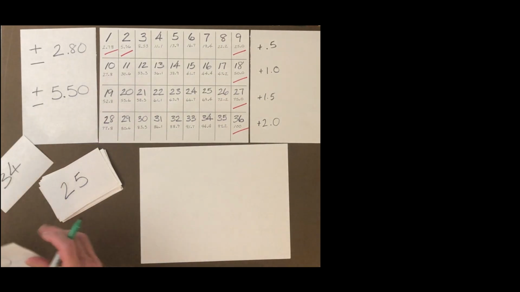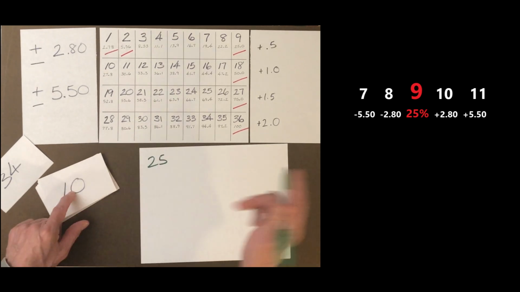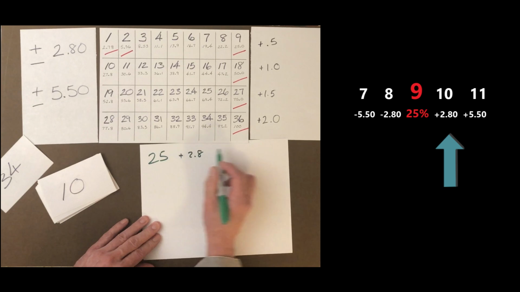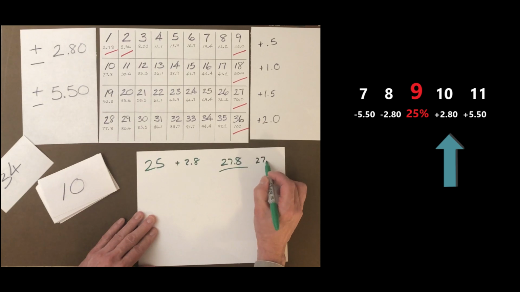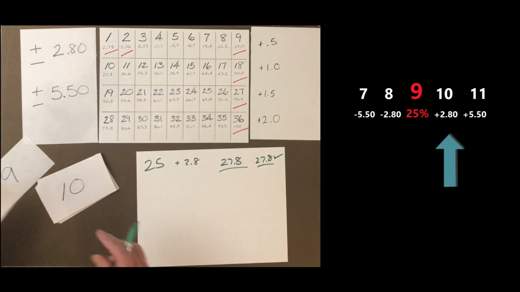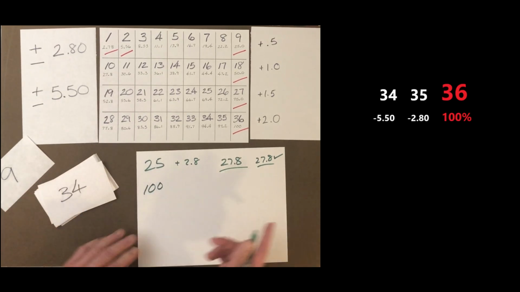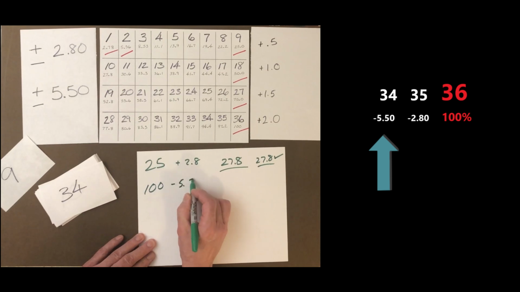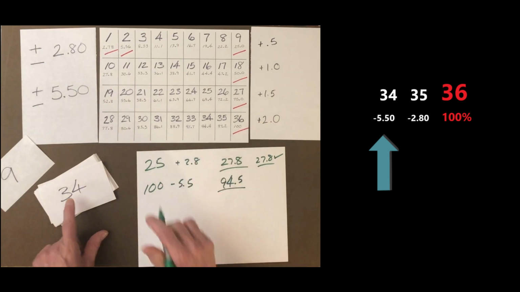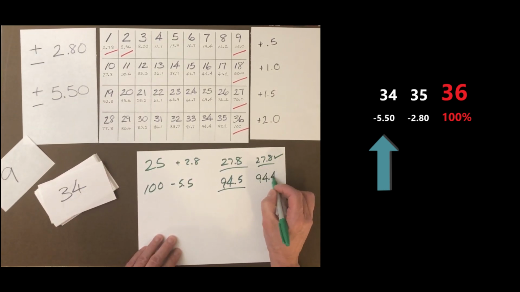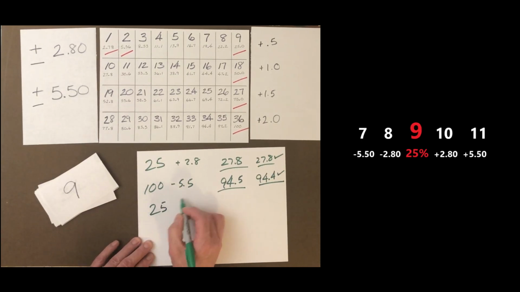3 more to go. 10, we know 9 is 25%. We're 1 more, so we're simply going to add 2.8, 27.8. Actual answer for 10 is 27.8. 34, we know that 36 is 100%. Subtract 2, 5.5, gives us 94.5%. Actual answer for 34 is 94.4. And the last one, 9, 25%.